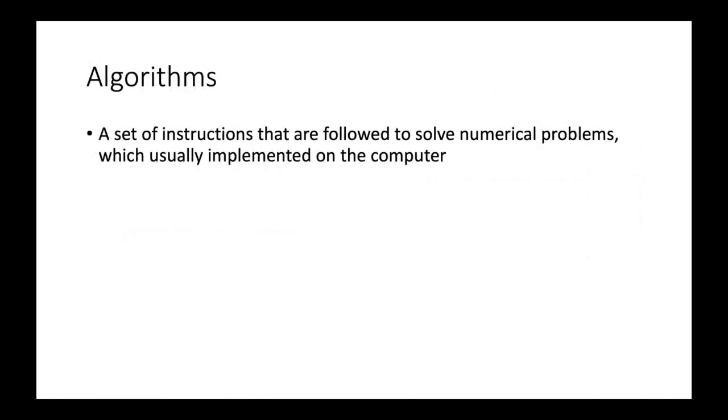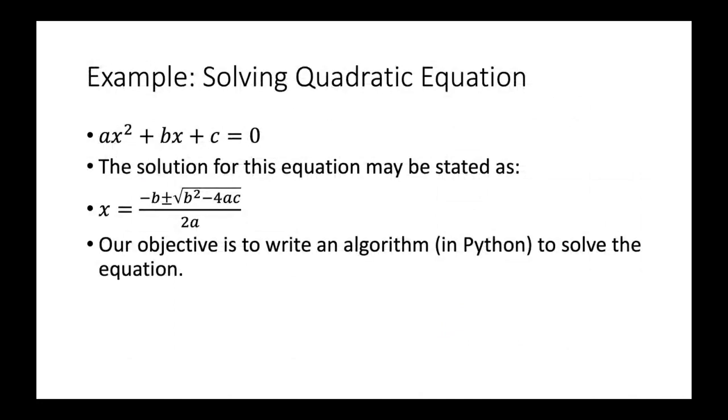What is a computer algorithm? A computer algorithm is a set of instructions that allows you to solve the problem numerically. So it is usually implemented in a computer, of course, because it will require many iterations. So these are things that you cannot do in your mind or on a piece of paper. So let's give an example for this. Let's write an algorithm that solves the quadratic equation.